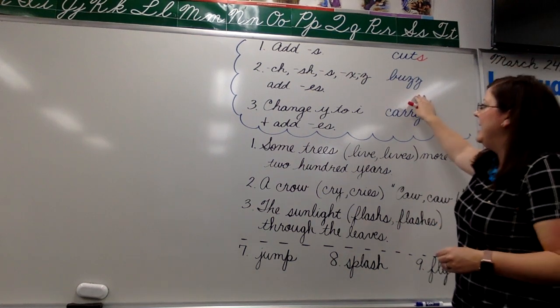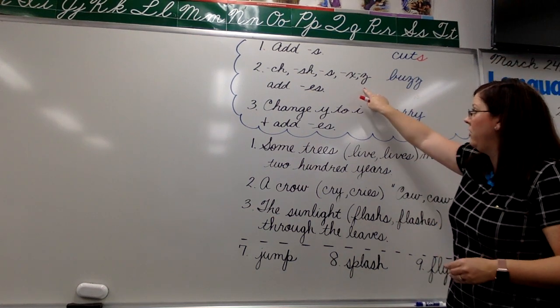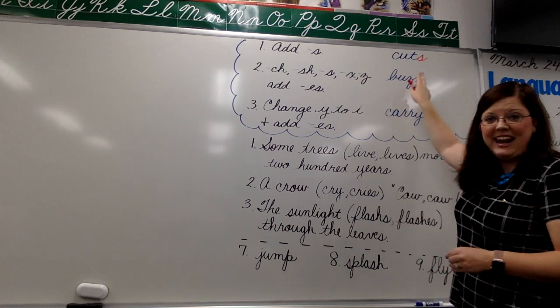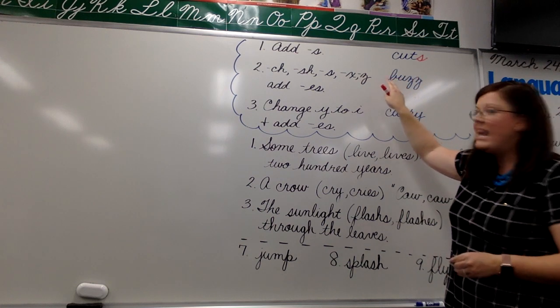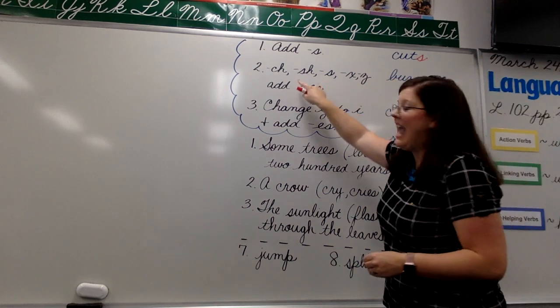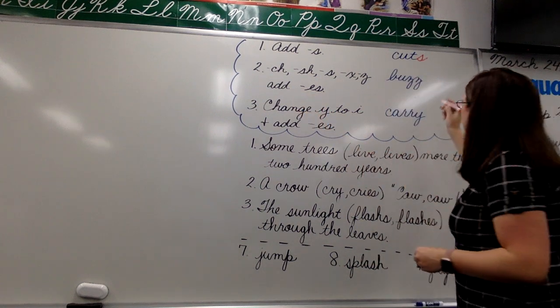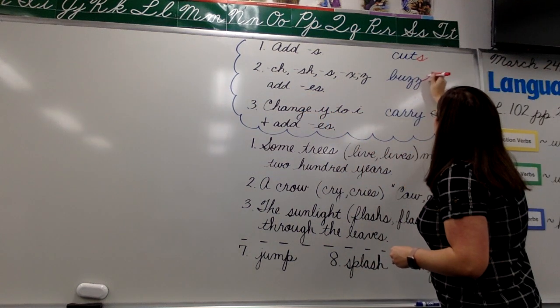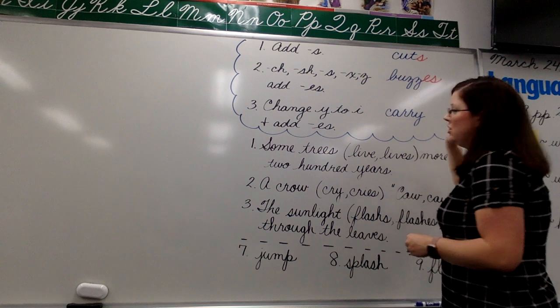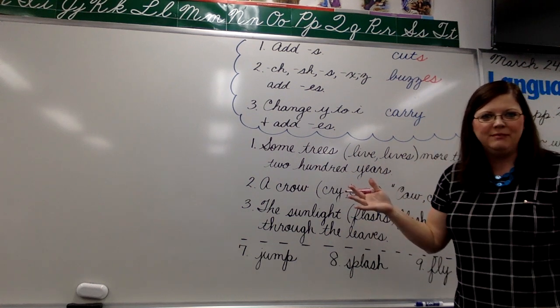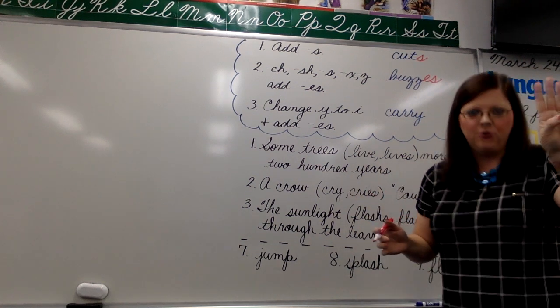So let's look at our next verb. Our next verb ends with a Z. That's one of our letters here. So instead of adding an S, like Rule 1 tells us, we are going to be adding an ES to the end of that verb. Watch what happens. It's going from plural to singular. We're done.